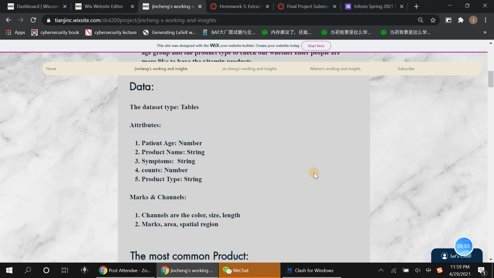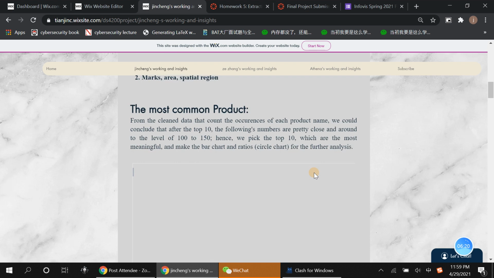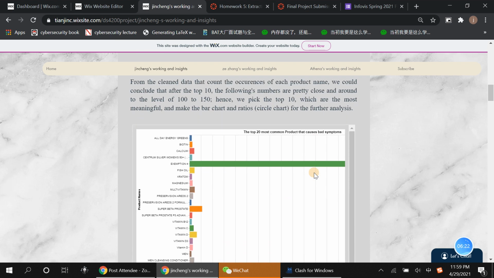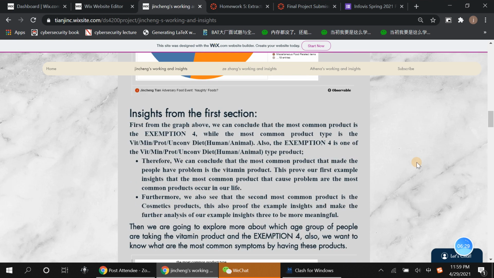So first, the data type. The data sets are all tables, and my data attributes are the patient age, which is a number, the product name, which is a string, the symptoms counts, and the product type. The channels and marks are color, size, length, area, and spatial region. I'm just going to skip to the insights part because we're running out of time.